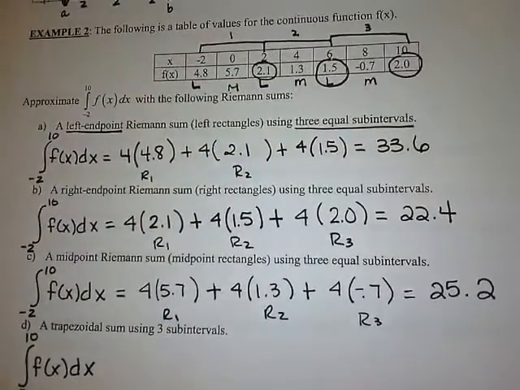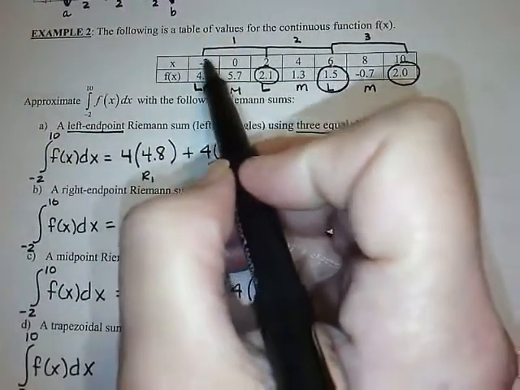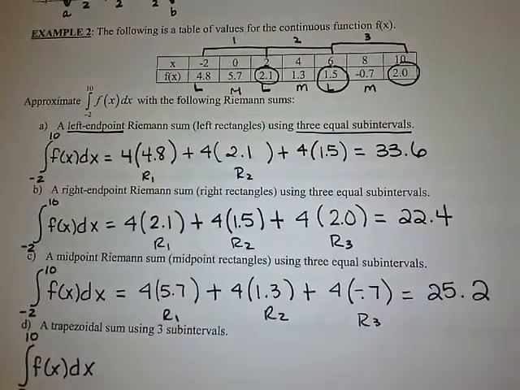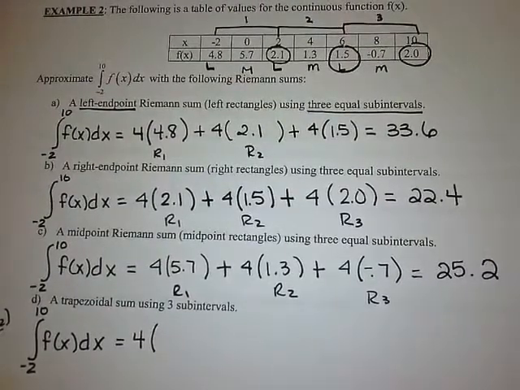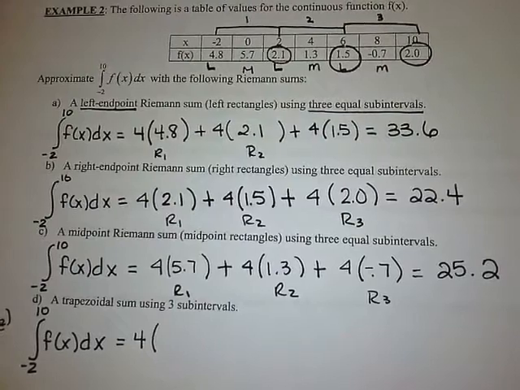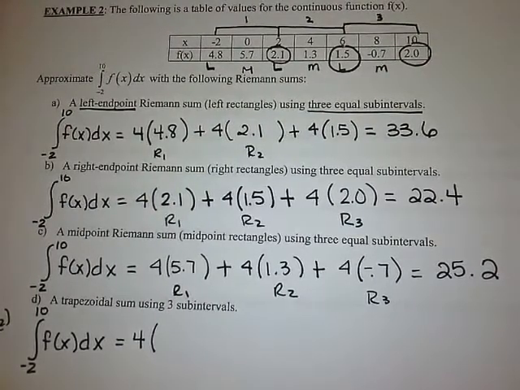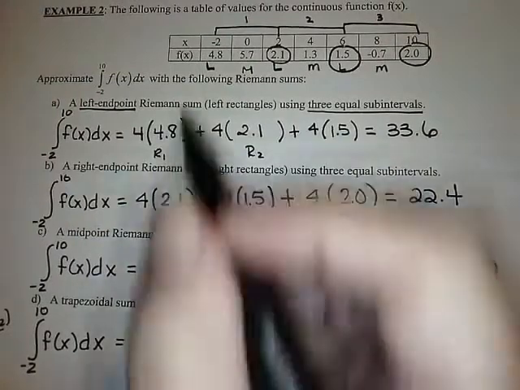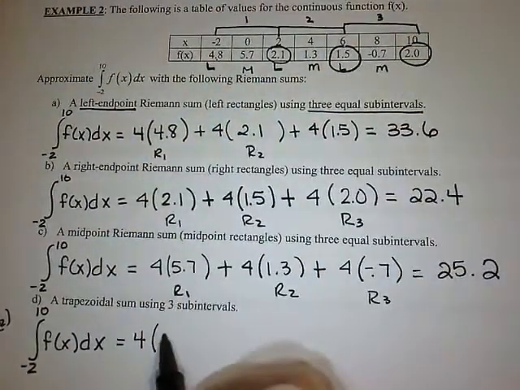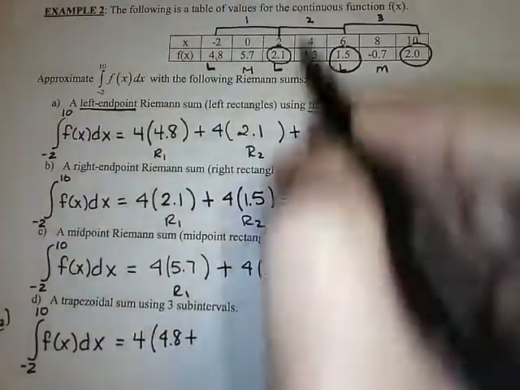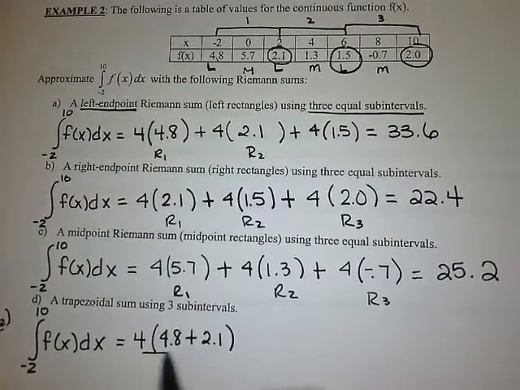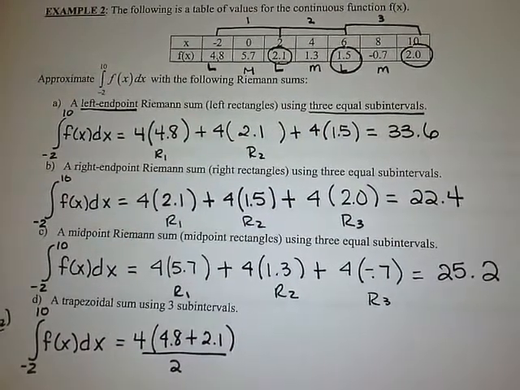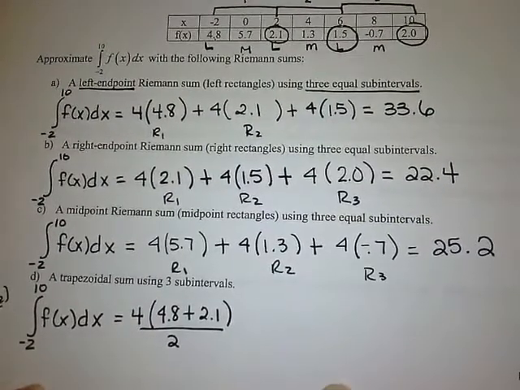So when you look at this, right, your height is going to be the distance between your 2 bases. So this is going to be 4, and then I'm going to have base 1, so it's where I hit the f of x on the left side, and then where I hit it on the right side. So I'm going to connect it at here, which is 4.8. Then I'm going to connect it on the other side, which is 2.1. And then I'm going to divide that all by 2. So that is trapezoid number 1.